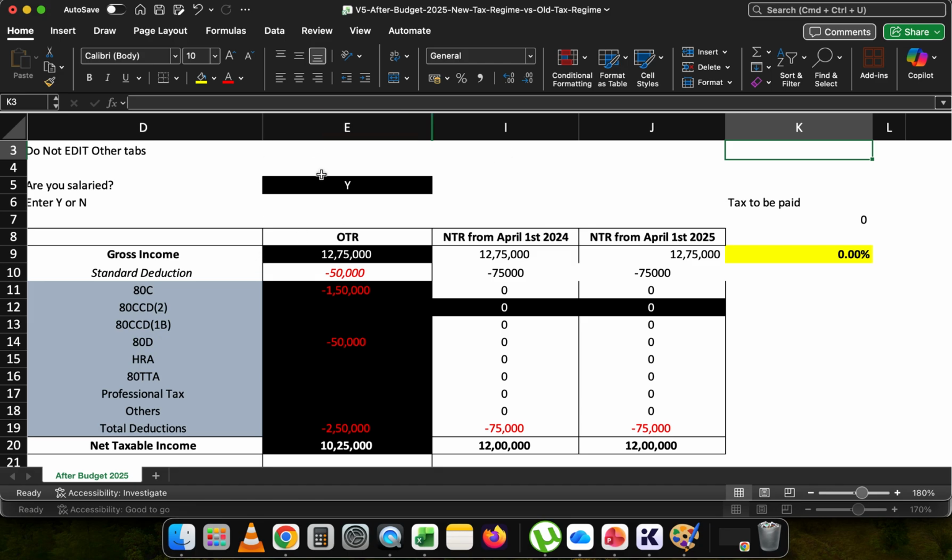Let's take a salaried guy. Are you salaried? Yes or no? So you have to enter yes or no here. Let's not worry about the tax deductions and so on, because the old tax regime does not make sense for most people. It is the new tax regime. So don't be obsessed with tax savings and so on. It's not the point. So let's take a look at this. Let's say my annual income is 25 lakhs.